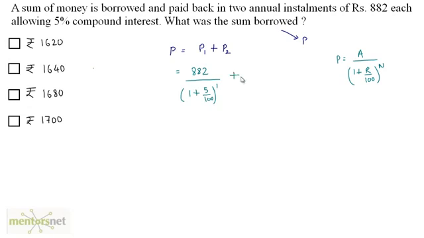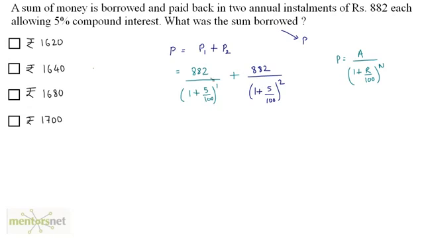So plus, let's talk about the second principal for the second installment. The amount is 882 again, divided by 1 plus, again the rate of interest is 5 by 100 raised to 2. Why 2? Because the second installment will be paid in the second year. That means after the second year. So a total of 2 years will be the time period for calculating the compound interest.